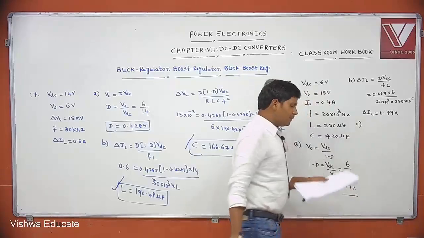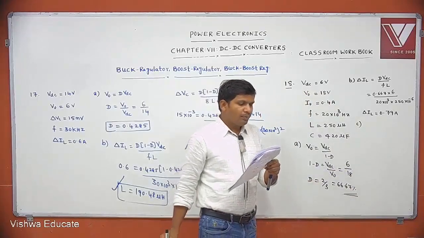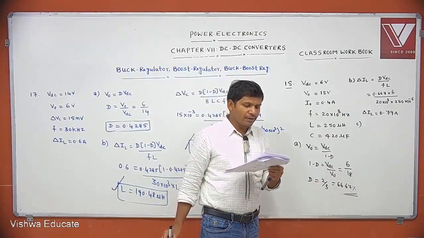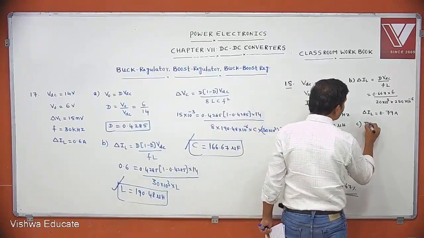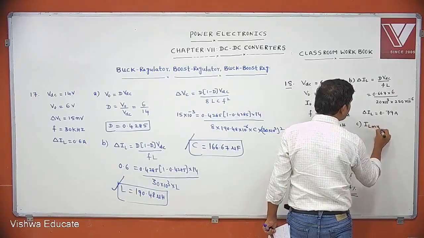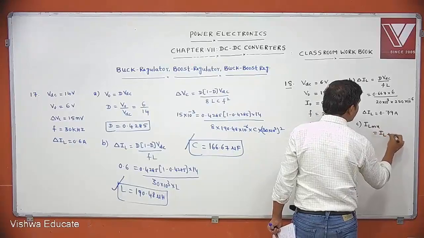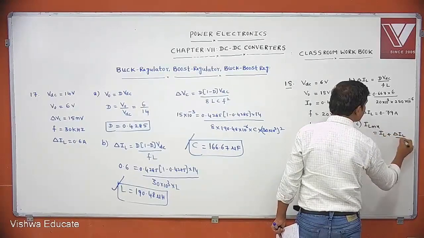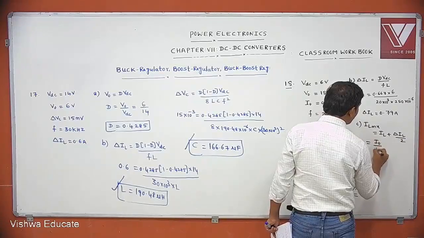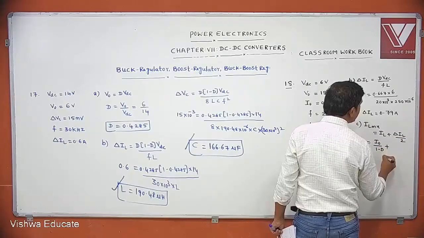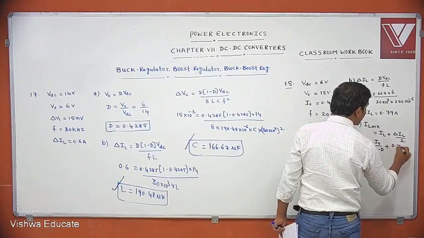What is question number C? It asks you to find the peak current of the inductor. The peak current of the inductor, IL max, equals IL plus delta IL by 2. Then what is IL? It is a boost converter, so I0 by 1 minus D, plus delta IL, 0.79 by 2.